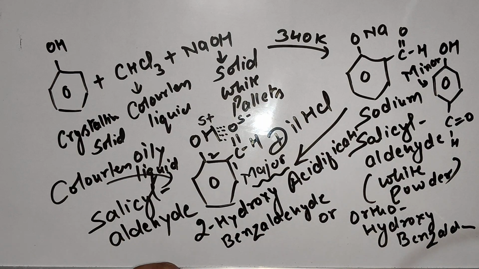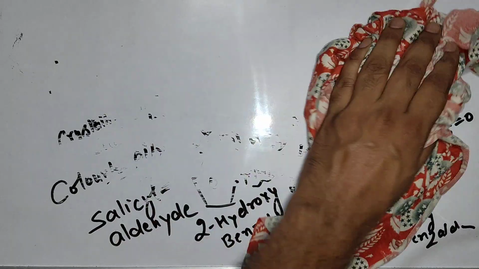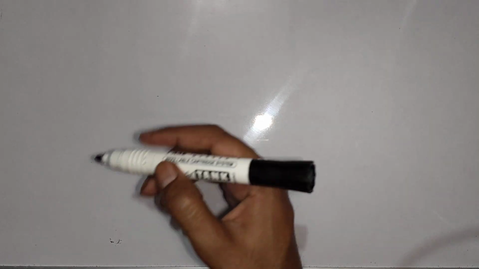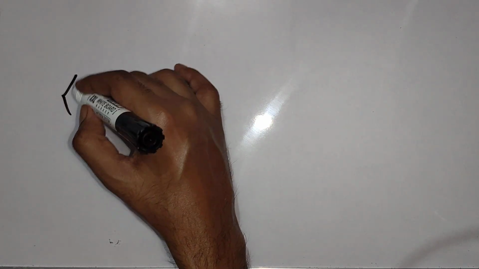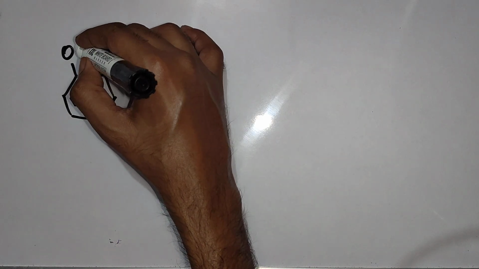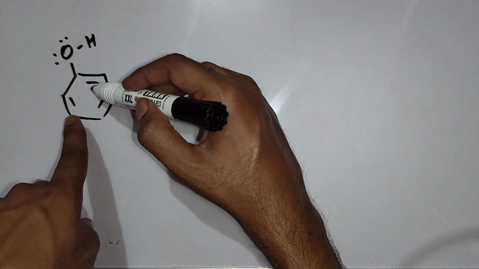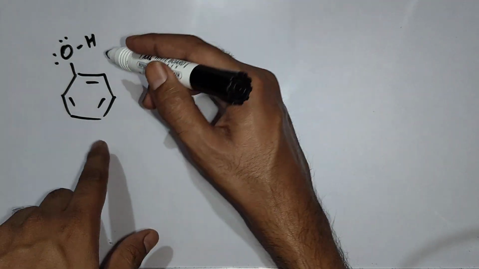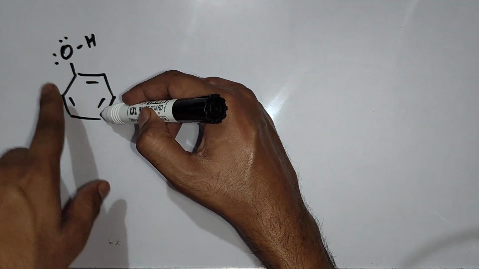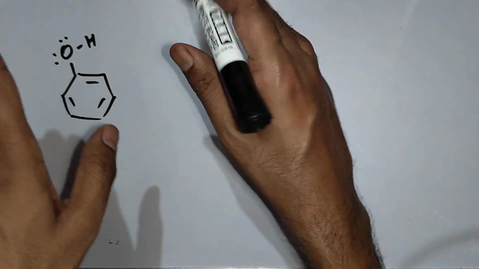Now up to 12th level, how can we learn this reaction? Let's check. Very simple it is. This is our phenol, and as you know, this benzene ring has a high amount of electron density on ortho and para positions due to resonance of this oxygen, which can be attacked by an electrophile. Who is the electrophile here?